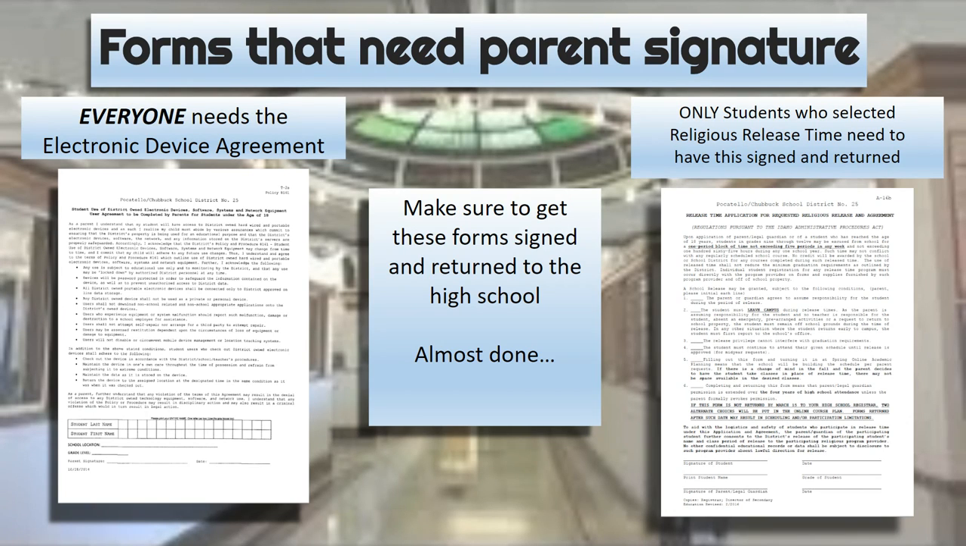There are 2 forms that we need parent signature on. The first form is for every incoming freshman. This is the electronic device agreement, and that is to allow your students to access the internet at school. The second form is only for those students who have selected the religious release time, and this is a 4-year form. So if you sign it once as a freshman for your student, you don't need to sign this form again.